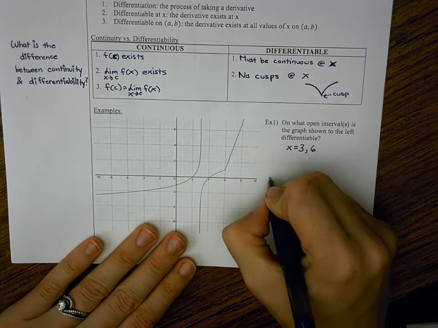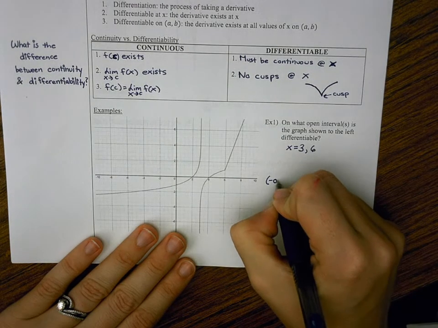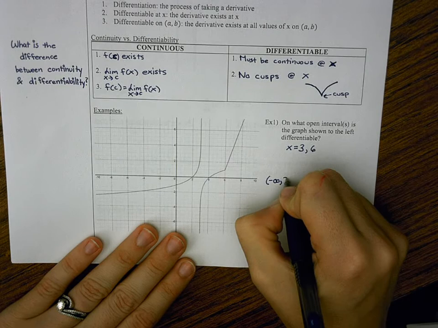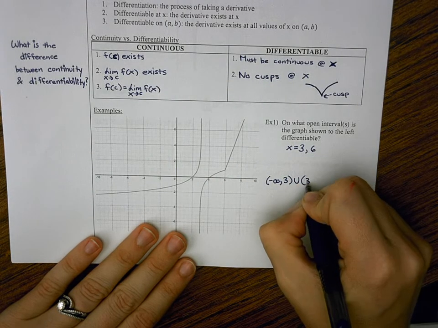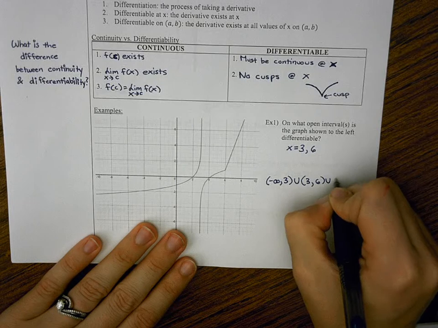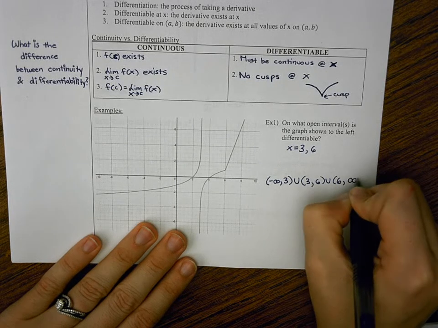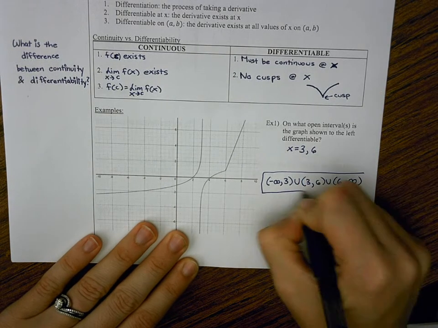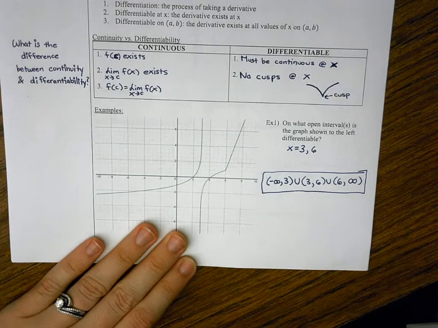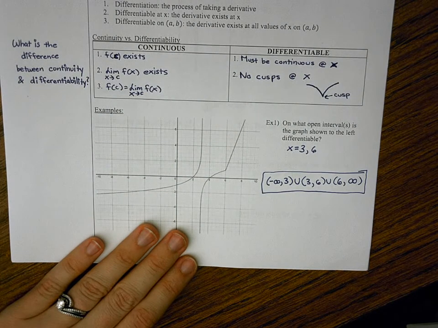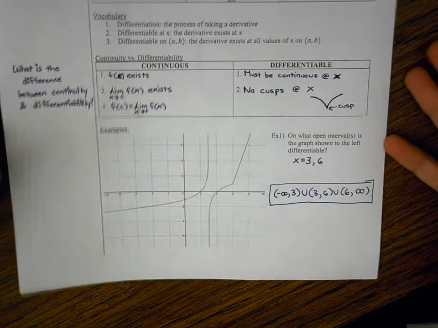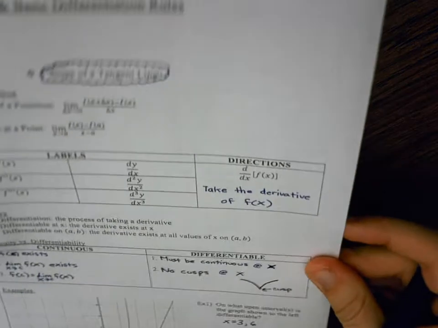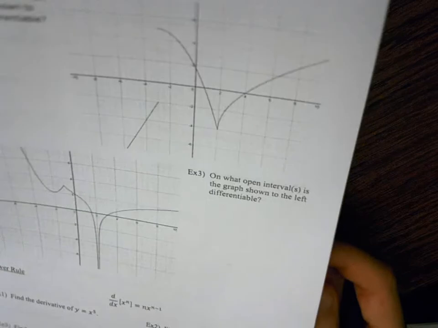And so then what are my intervals where I am differentiable? It would be from -infinity to 3, 3 to 6, and then 6 the rest of the way to infinity. Okay? If there are questions, write them down now. Write them down the minute you have them. Maybe send them to me through email or Remind or whatever.